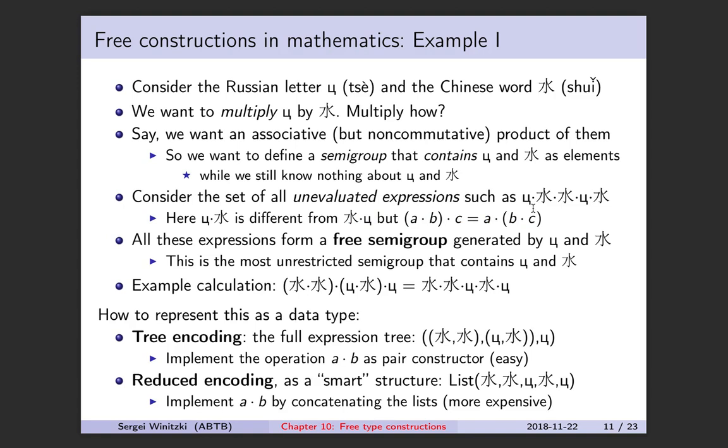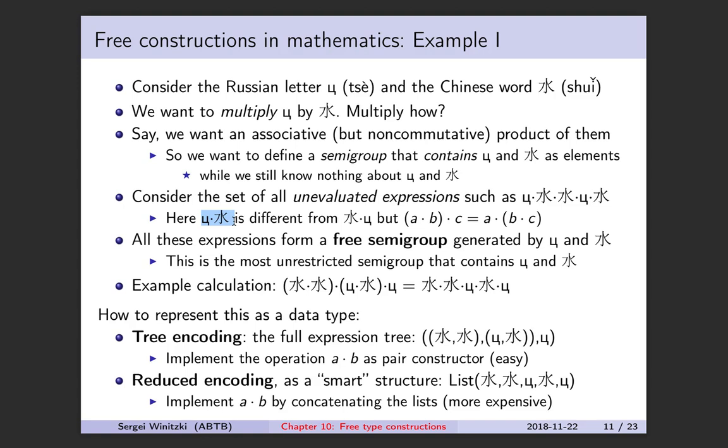So you see, this expression isn't equal to another letter of the Russian alphabet or another Chinese word. It's not equal to any of those things. It's just an expression that's not evaluated. It's a new thing. So we have a set of a lot of new things, and tse and shui are two of those things, but there are a lot more in the set, because we are considering the set of all unevaluated expressions of this kind. So the set of all these expressions is called a free semigroup generated by the elements tse and shui. And in some sense, it's the most unrestricted semigroup that contains these two things.